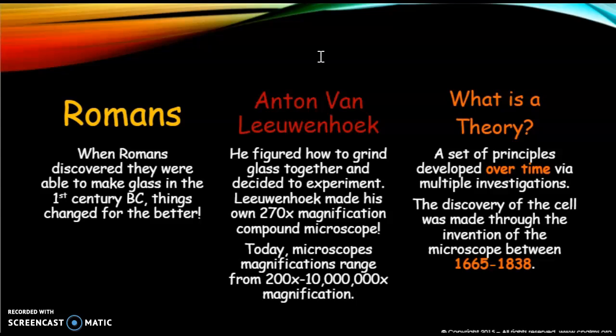Okay. When we talk about cells, we're going to talk about something called cell theory. So it's important to know what a theory is, and that's a set of principles that are developed over time via multiple investigations. The discovery of the cells and the discovery of putting all of this cell theory together ranged from the years 1665 all the way to 1838 until basically the discovery of cells was completed. Okay, so it took a while.